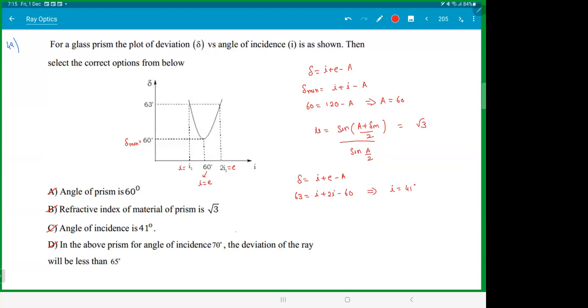In the above prism, for the angle of incidence of 70, the deviation of the ray will be less than 65. How will you prove that point?